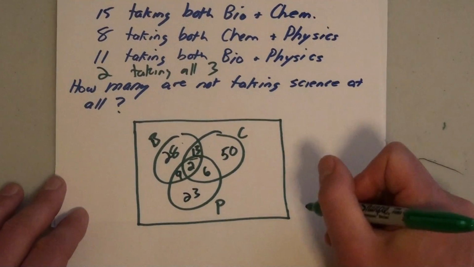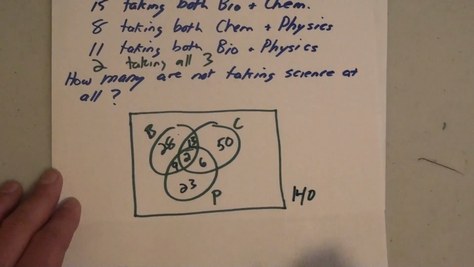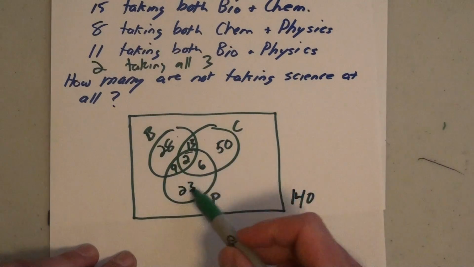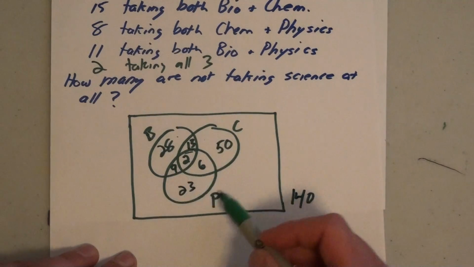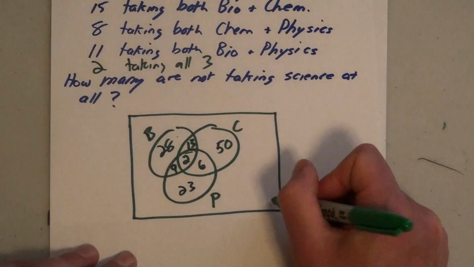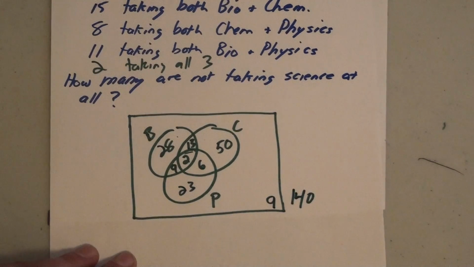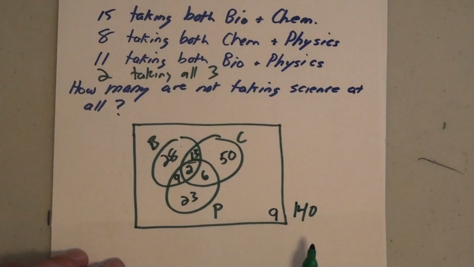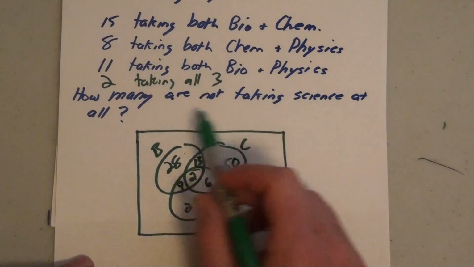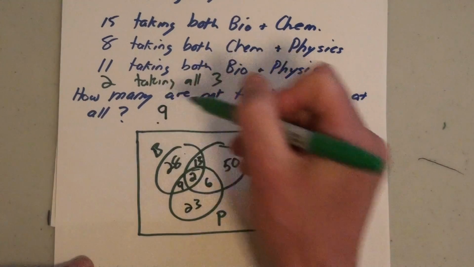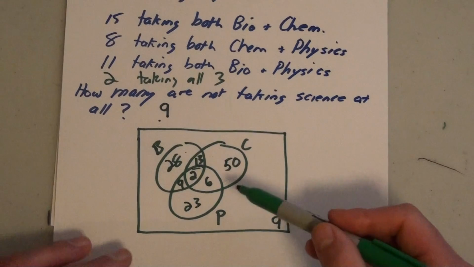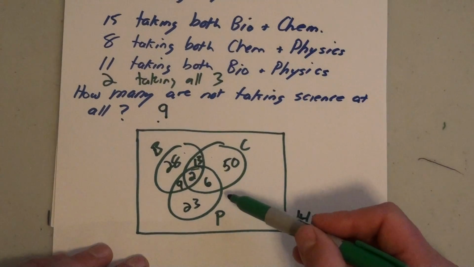Now I know there's 140 students in total. So if I take all these numbers, add them all up, and subtract away from 140, it will give me 9 that are not taking any of them. So the question was, how many are not taking science at all? And the answer is 9. It's not a bad question to answer once you set up your Venn diagram.